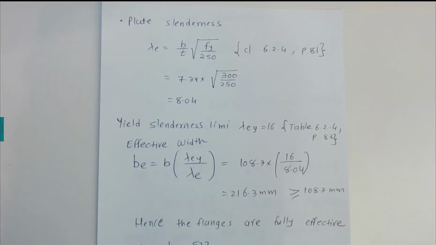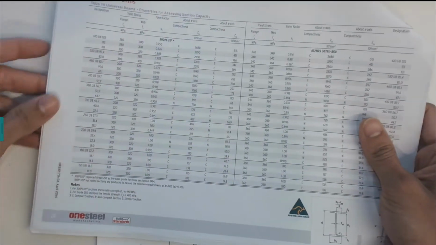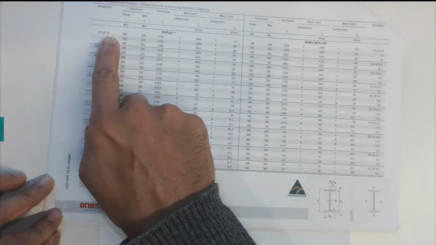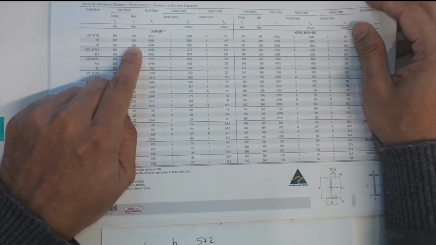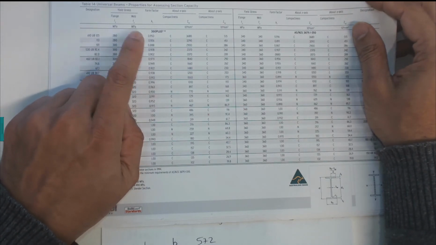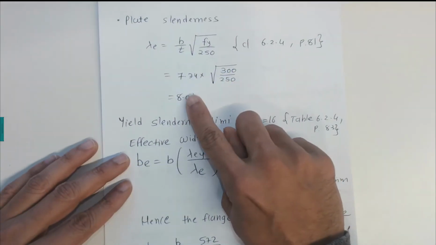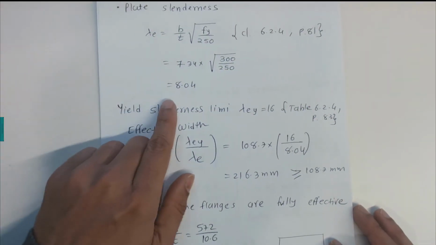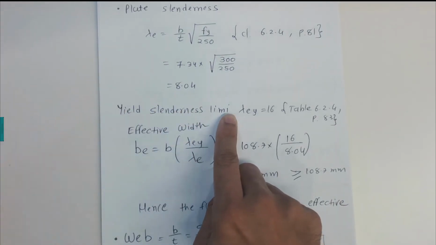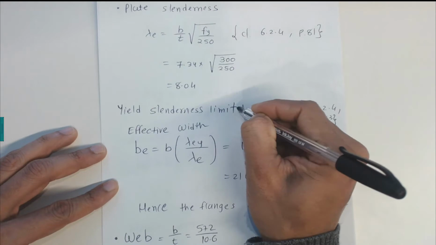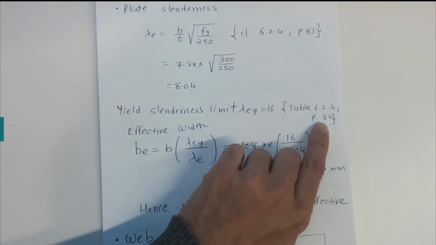For fy, if you move to page number 15 for 610 UB 101, we have 300 megapascals and 320 megapascals given. We are taking the minimum value between these two, so the yield strength is 300 megapascals. Substituting that value, the lambda e value is 8.04. Now the yield slenderness limit we can obtain from Table 6.2.4.